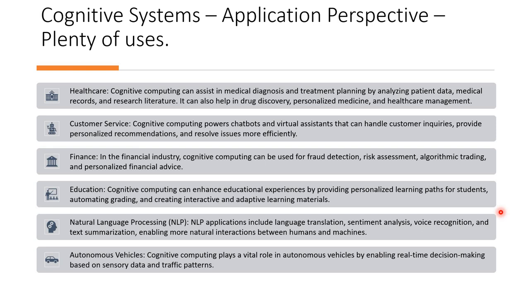Education. This is the most important sector. Cognitive computing can definitely improve educational experiences, and it can provide personalized learning paths for students and faculty members. Most importantly, the pain point of grading and correcting papers can be rectified, and cognitive computing can play a major role there.